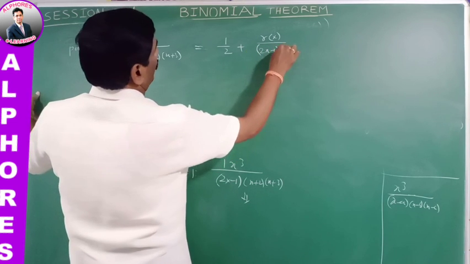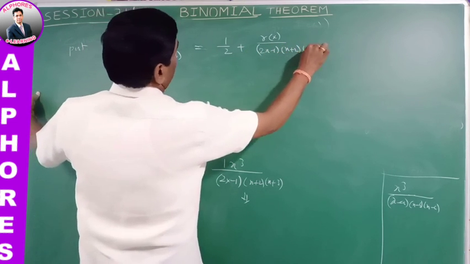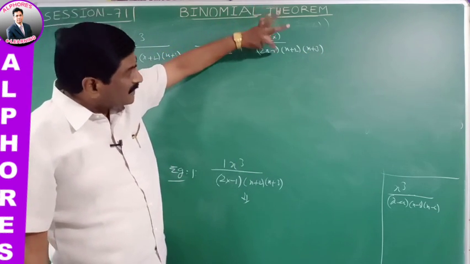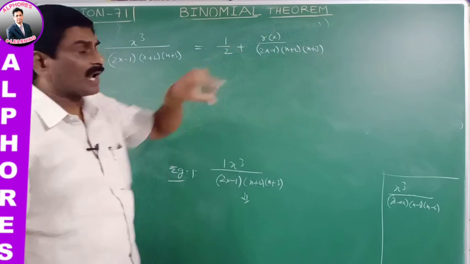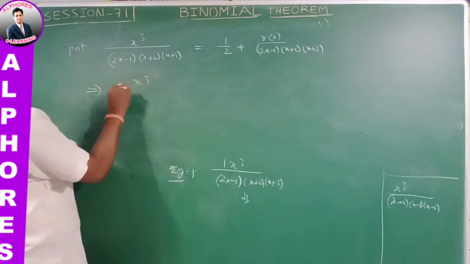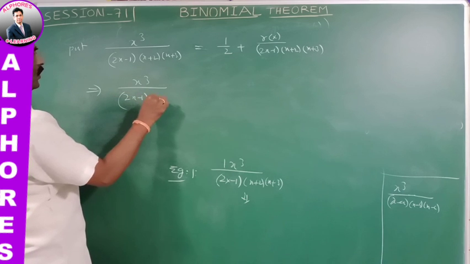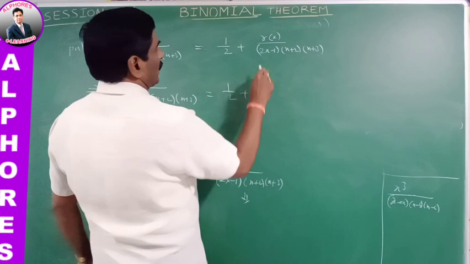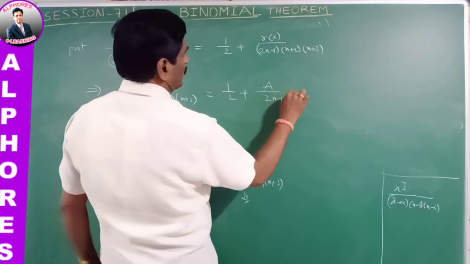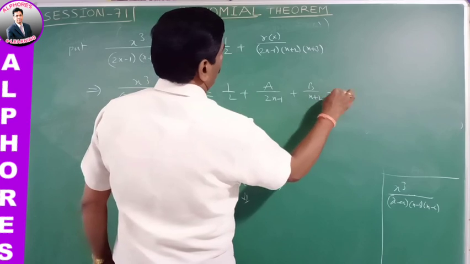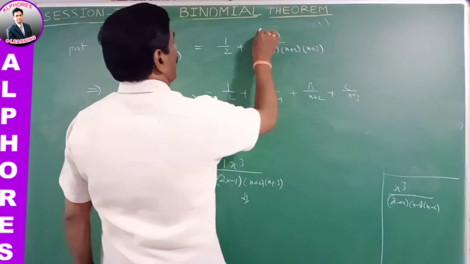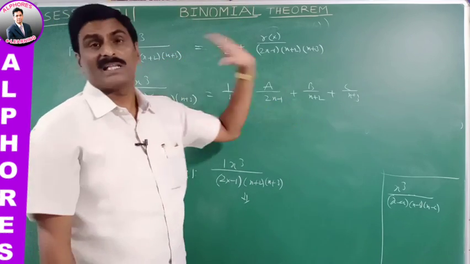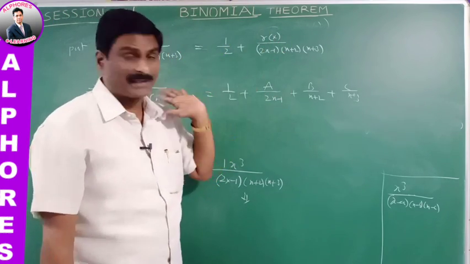Please observe this value into x plus 2, into x plus 3. Here the degree of r of x is always less than the degree of the denominator, so it can be resolved into partial fractions. Now x cube by 2x minus 1 into x plus 2 into x plus 3 is equal to 1 by 2 plus, what are the partial fractions? A by 2x minus 1 plus B by x plus 2 plus C by x plus 3. This does not depend upon r of x. If r of x is any value, the partial fractions are in this way. Please note this point.